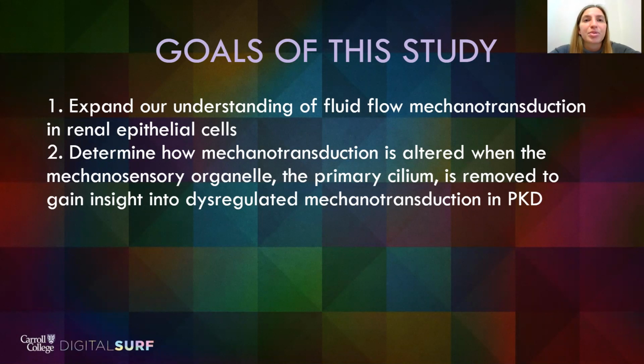It's recognized that the primary cilium does play a vital role in cellular mechanotransduction, but not much is known about how exactly the cilium participates in this process and what happens exactly when the cilium is defective, such as in individuals with ADPKD. This leads us to our second goal, which was to determine how mechanotransduction is altered when the primary cilium is removed. This would essentially allow us to gain insight into dysregulated mechanotransduction in PKD.